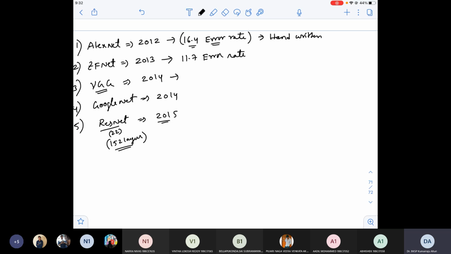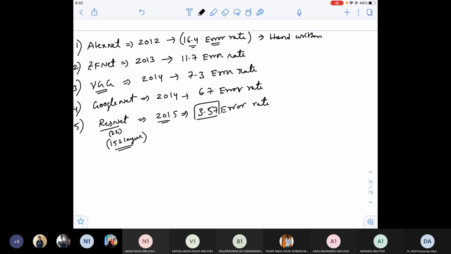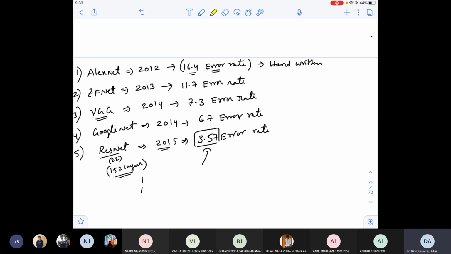In 2014, for the next architecture, VGG, they got a 7.3 error rate. See how the error rate is decreasing, right? Because I want the error rate to be as low as possible. And for GoogleNet, they got a 6.7 error rate. Again, it was reduced. Again, for ResNet, you will not imagine, guys, it is a 3.57 error rate. Later architectures even reduced this. See how beautifully they reduced the error rates.